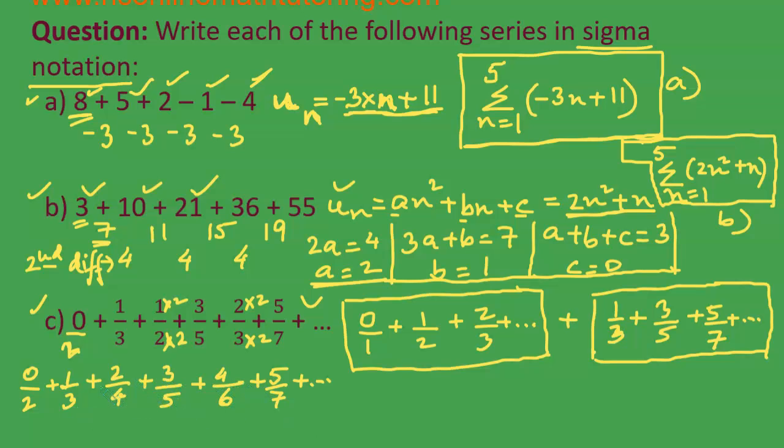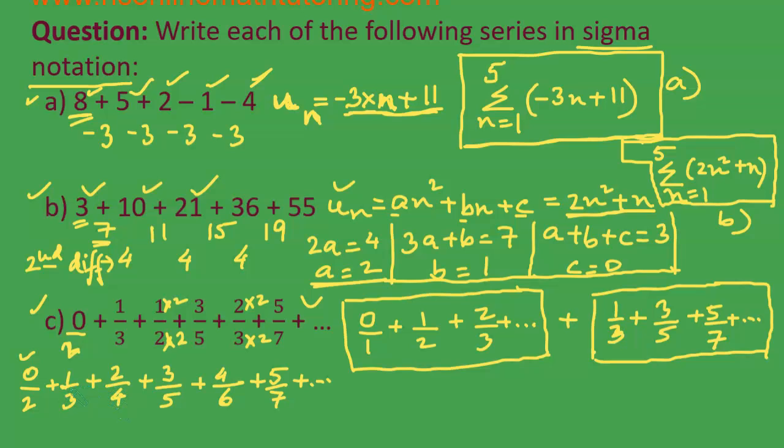now we are finding a pattern. The numerators are changing by 1: 0, 1, 2, 3, 4, 5. And the denominators start from 2: 2, 3, 4, 5, 6, 7. Now, there is definitely a pattern. For the first term, the numerator is 0 and the denominator is 2. And you see the difference between the numerator and the denominator is always equal to 2. 2 minus 0 is 2, 3 minus 1 is 2, 4 minus 2 is 2.